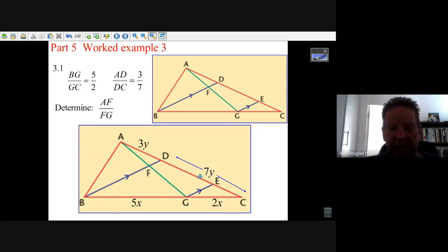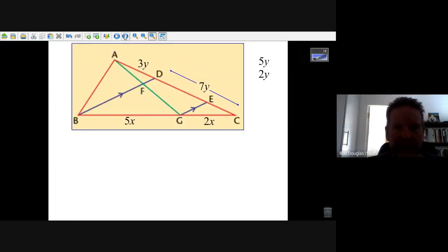We express the first one, BG and GC, in terms of x. We know it's 5 to 2. We don't know how long this is, but we know that the ratio is 3 to 7. Because 3y over 7y, the y's cancel, I get 3 to 7. So we know that that must be true. So there's a picture of what's going on.